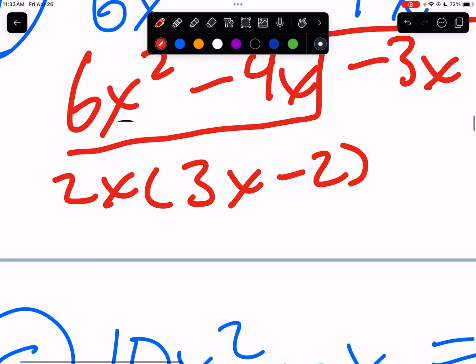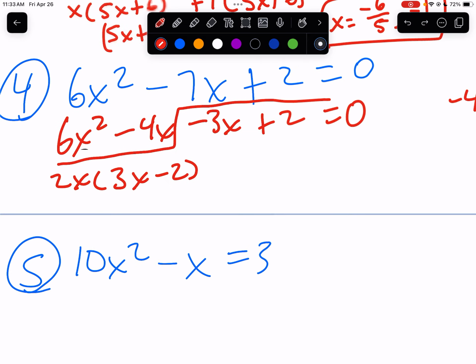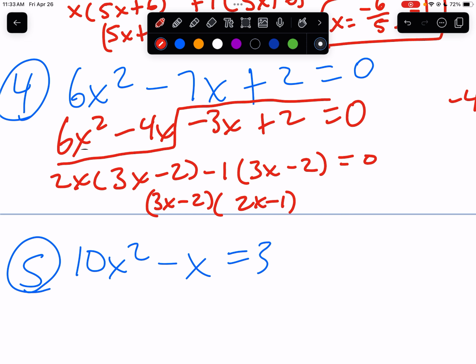Remember, it should always distribute right back up. So like this would be 6x squared minus 4x. You can check your work real fast. Over here, I can pull out a negative 1. Remember, we want this location to always be positive. And please write the 1. It helps you remember there's a 1 there. And that would give me positive 3x and negative 2. So then I can pull out 3x minus 2. And that would leave me with 2x minus 1.